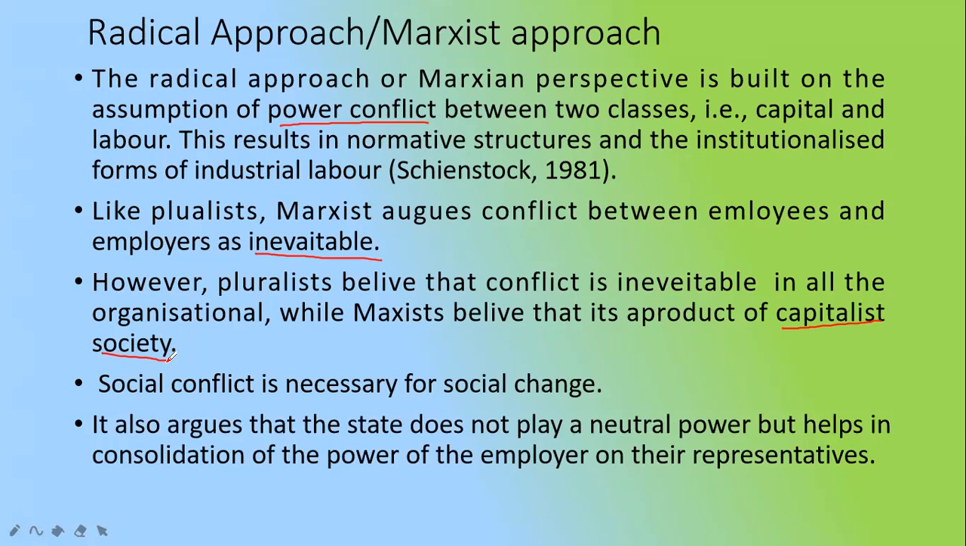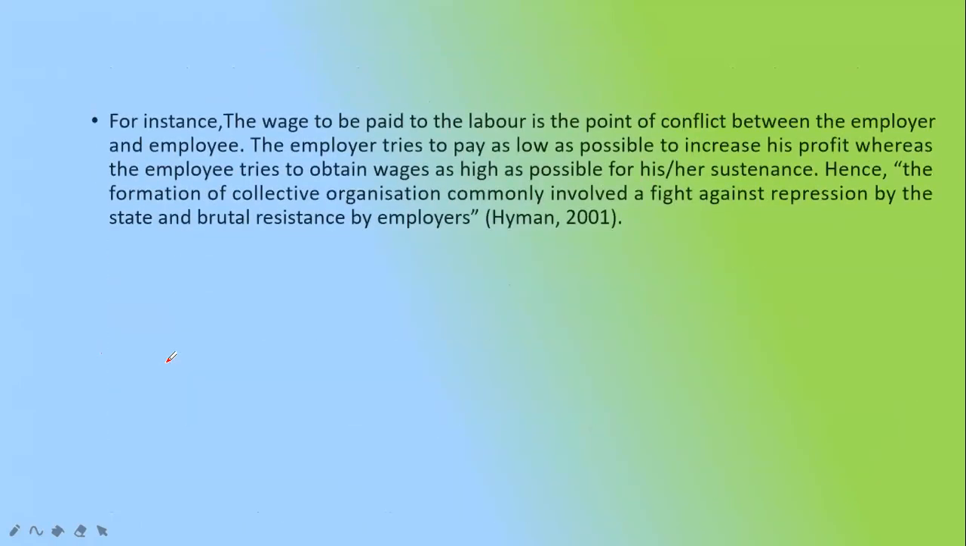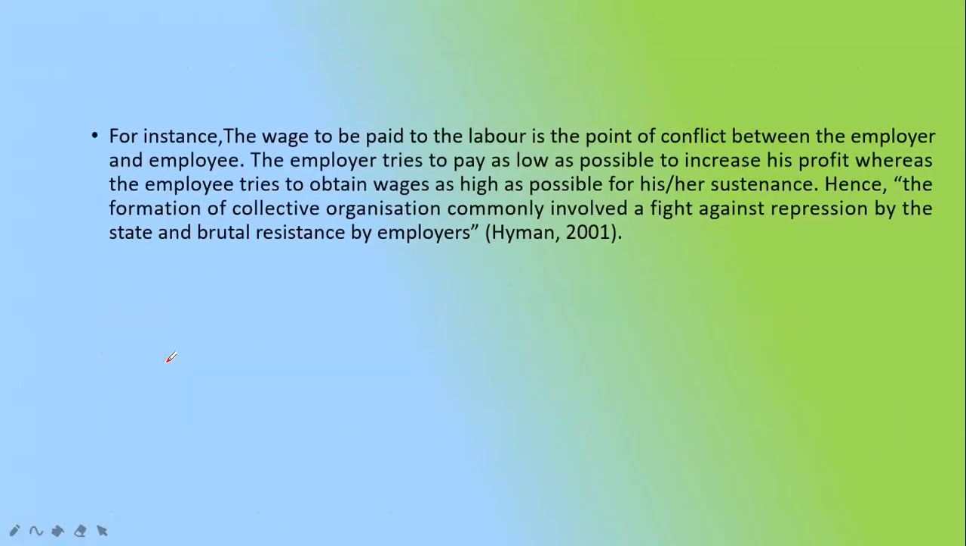Okay, so trade union is necessary because they should act as a labor reaction. Coming to the next point, it argues that the state does not play a neutral role but helps in consolidation of power of employers and their representatives. So what it is saying is that the state does not act as a balance between capital and labor, but supports the powers of the employer. So there is no need for interference of the state.